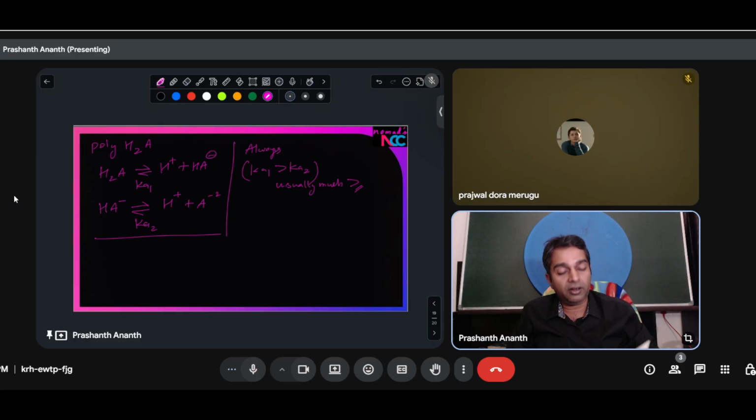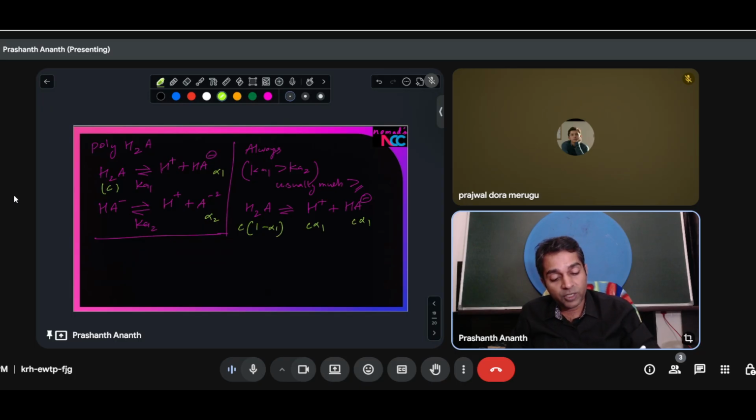But let's try to do the standard equilibrium stuff and then figure out what to play it out with. So H2A is going to be in equilibrium with H+ plus HA-. Let's say I start off with concentration of this as C. Then for Ka1 I will have an alpha 1 and for Ka2 I will have an alpha 2. So at equilibrium this will become C into (1 minus alpha 1), this will be C alpha 1, and this will be C alpha 1.